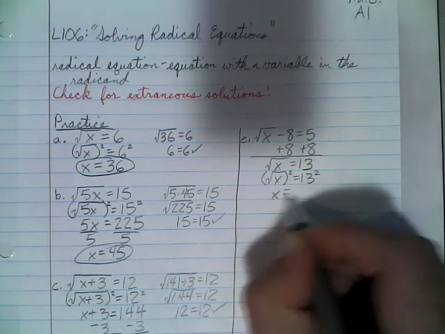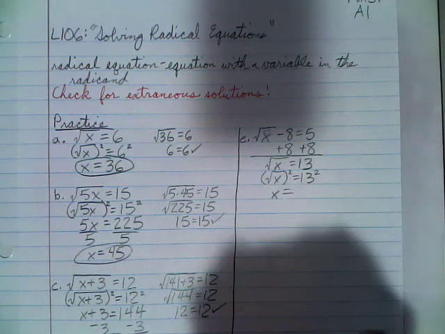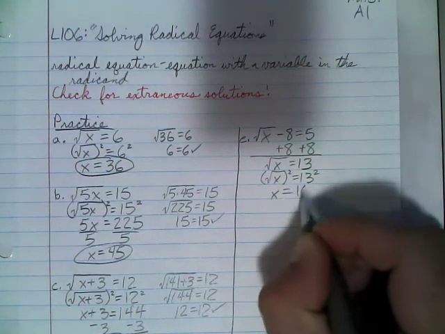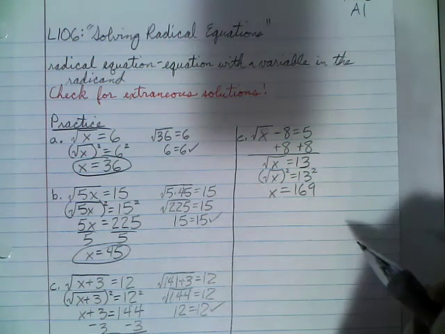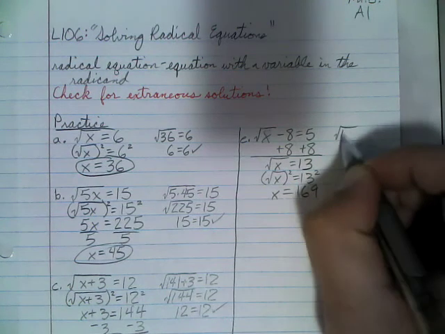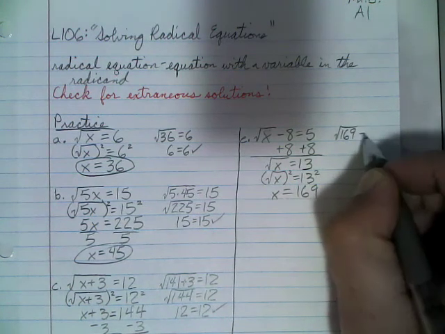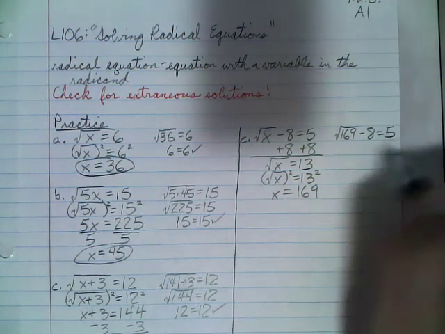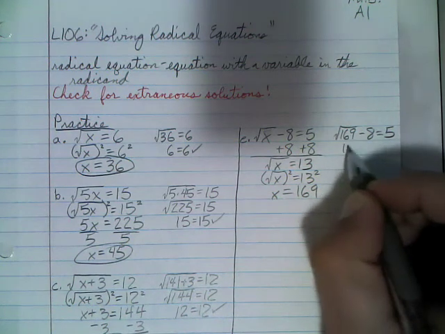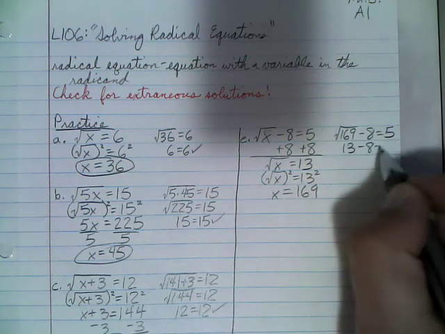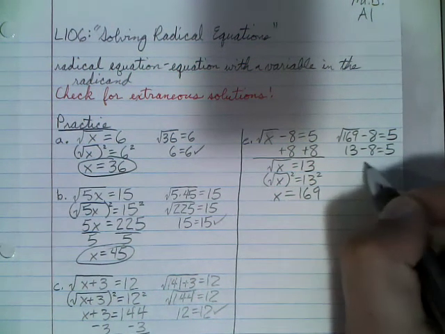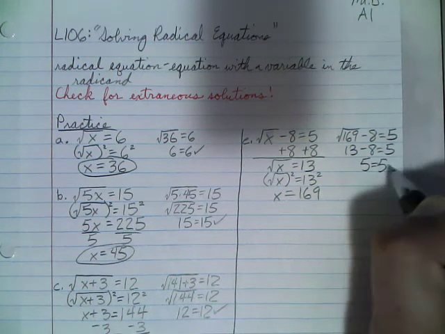And I don't know how many of you have this memorized, but you're going to see it enough times. You'll have it memorized soon if you don't already. 13 squared is 169. So quick check. 169, square root of 169 minus 8 should equal 5. So 169 square root is 13. And sure enough, 13 minus 8 is 5. It checks out.